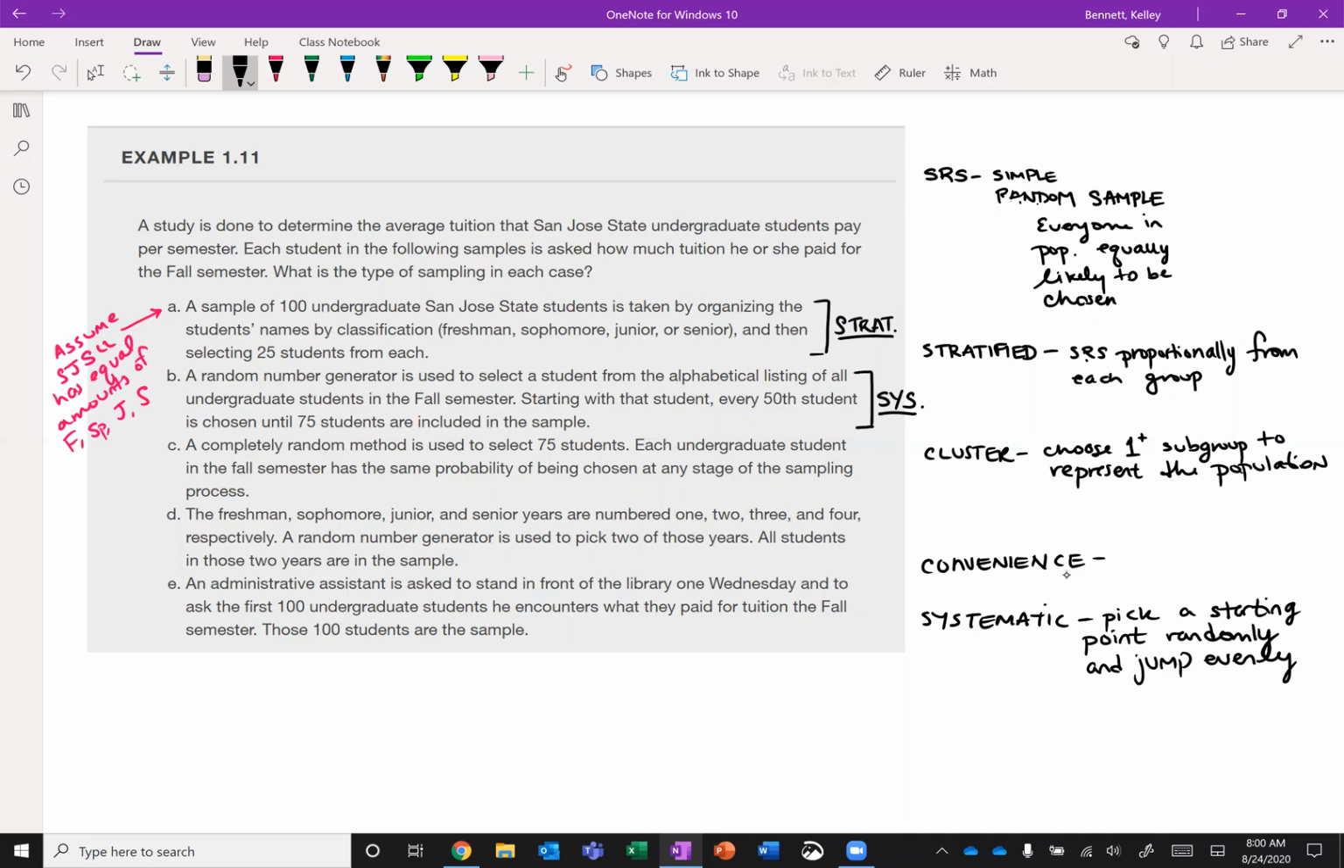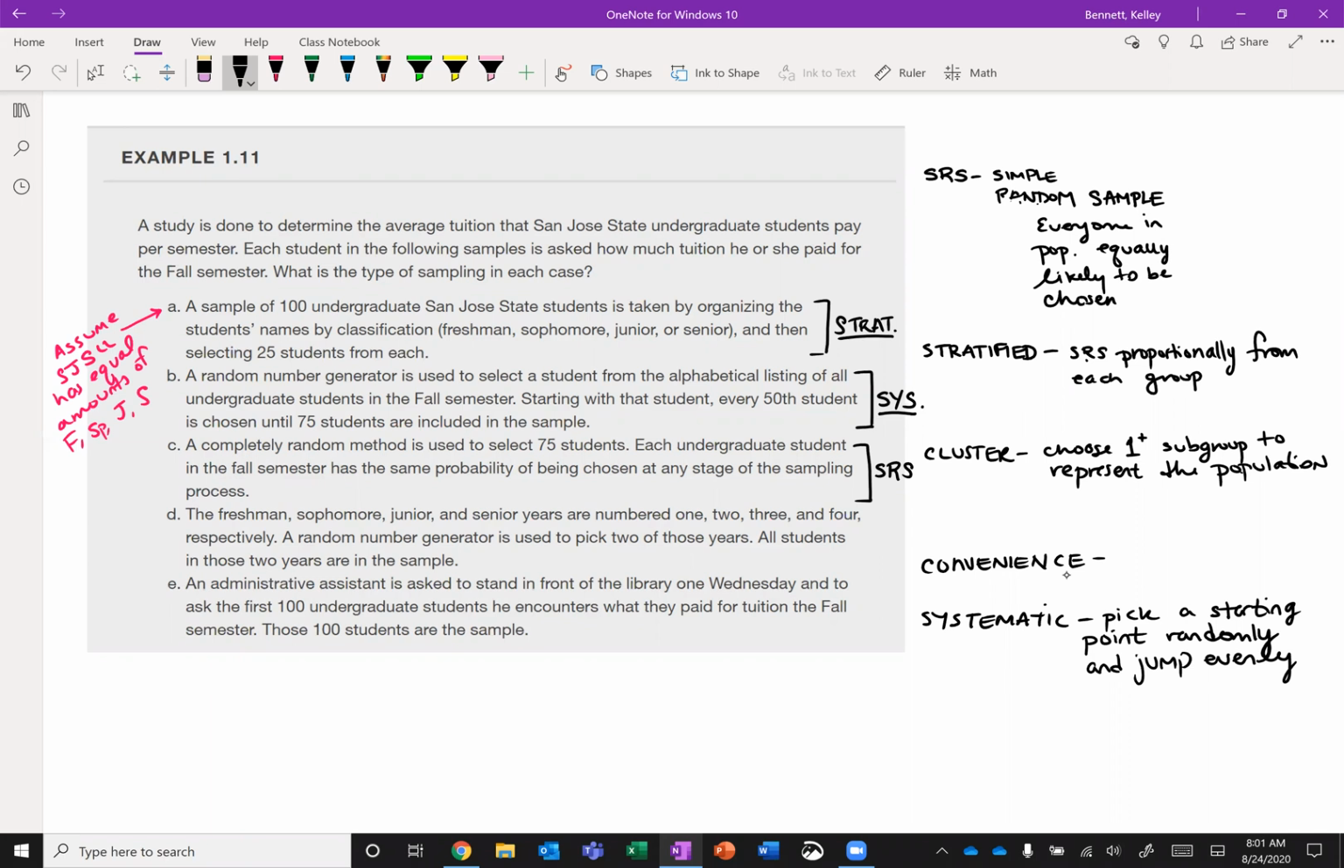All right, the next one, C, a completely random method is used to select 75 students. Each undergraduate student in the fall semester has the same probability of being chosen at any stage of the sampling process. So that really describes our alternate description, which was a little different from the text, of simple random sample. So I think of simple random sample as everyone has an equal chance or an equal likelihood of being chosen from the population. The way they wrote it, which is very interesting, is that every sample of the same size is equally likely to be chosen.